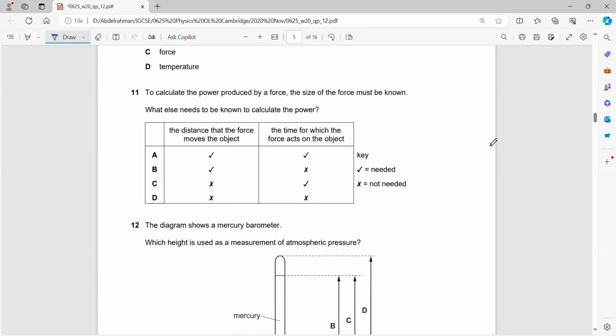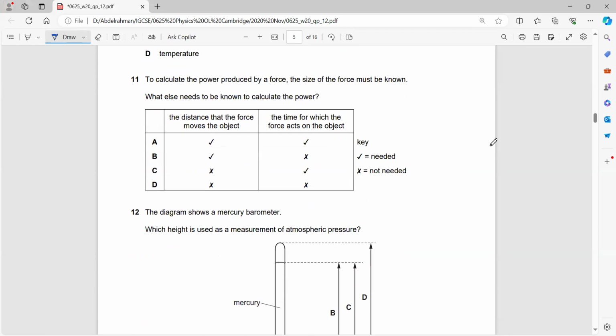Question 11. To calculate the power produced by a force, the size of the force must be known. The power, okay, we need the size of the force. What else needs to be known? Power equals what? Work done over time. And work done is what? Work done is force times distance. So we have the force, we need the distance and we need the time. A.